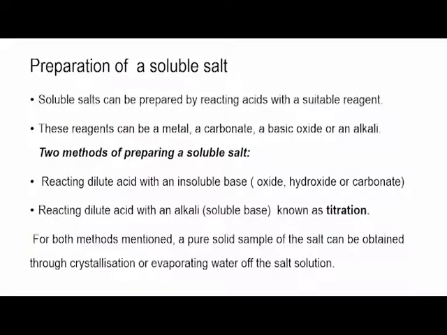There are 2 methods of preparing a soluble salt. One, by reacting a dilute acid with an insoluble base. For example, copper oxide is an insoluble base, it doesn't dissolve in water, so it can be used to prepare salt by reacting with a dilute acid. Another method of preparing a soluble salt is by reacting a dilute acid with an alkali or a soluble base, now a base in solution form. The method is known as titration.